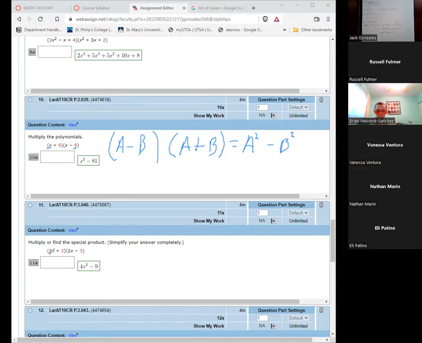Same thing here. Notice how it's a difference of squares again, a conjugate pair. So square the first part, according to the formula up above, minus the other term squared. And that's your answer. You don't have to FOIL, multiply, whatever. Just use this formula and you'll be done. Does that make sense? Any questions on 10 or 11? No, sir. Okay.